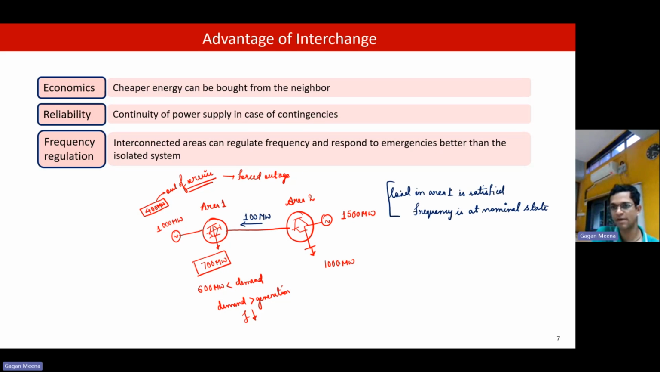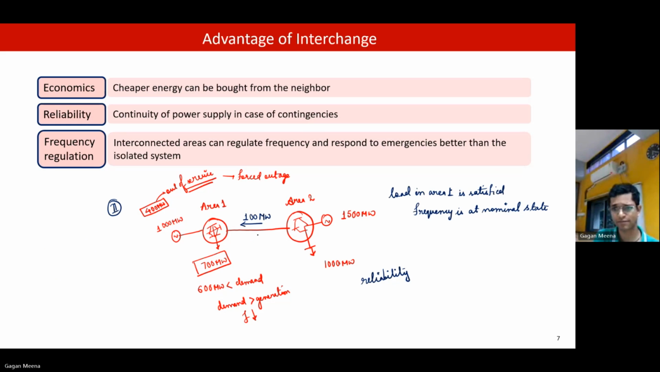So load is met and frequency is under control. So we are able to increase the reliability of power supply. We are able to maintain the supply to the demand even though there is a generation outage. So the interconnection results in increased reliability. So this is the second point, the reliability enhancement.